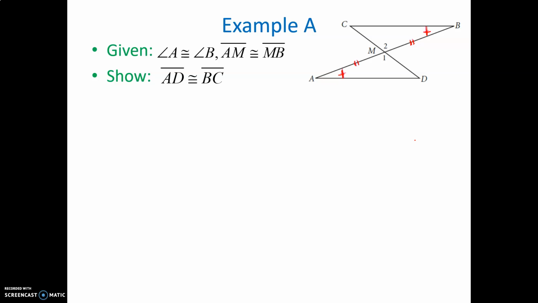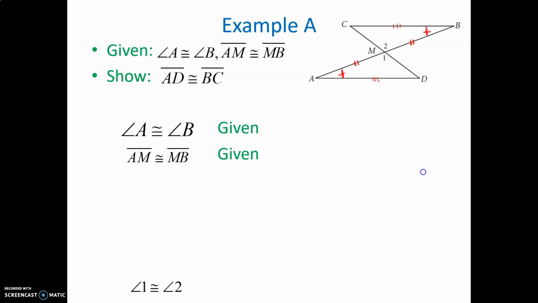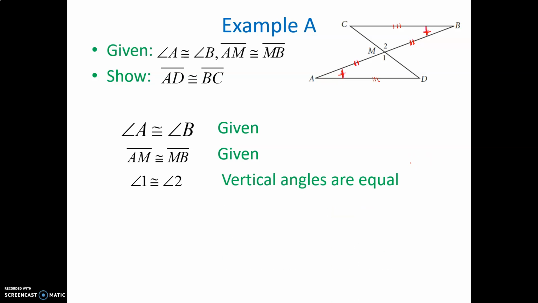Now, in order to do that, I'm going to do what I have been doing. I'm going to show that the top and the bottom triangles are congruent to each other. Because once they are congruent, then I know that this side AD is going to be equal to its corresponding side BC. So angle A is equal to angle B, that's given. Side AM is equal to side MB, that's given. And then I know angle 1 and angle 2 are equal because vertical angles are equal.